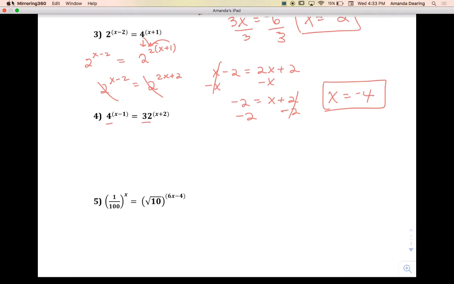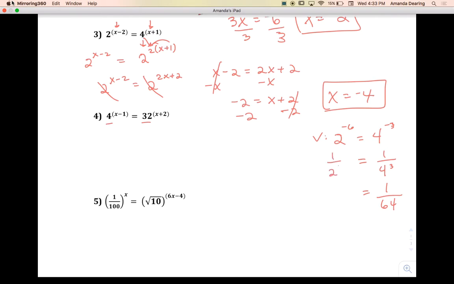Let's check it. When I plug in a negative 4, I have 2 to the negative 6th, negative 4 minus 2. When I plug in a negative 4 here, negative 4 plus 1 is negative 3. 4 to the negative third is 1 over 4 to the third, and 4 to the third is 64.